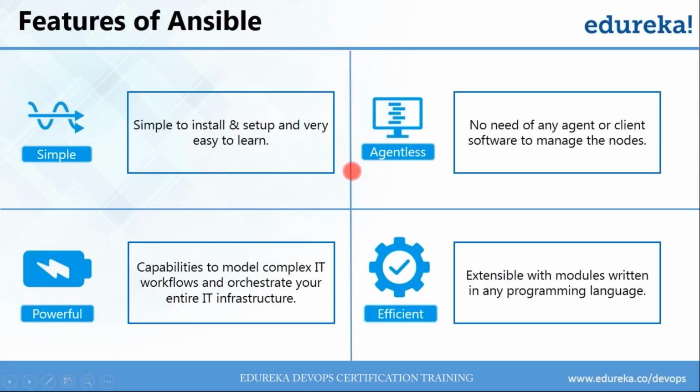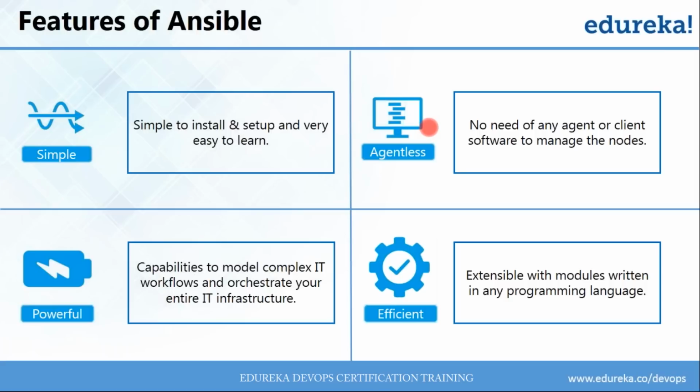So now let us see the features of Ansible. The first feature is that it's very simple. It's simple to install and set up, and it's very easy to learn because Ansible playbooks are written in a very simple data serialization language which is known as YAML, and it's pretty much like English, so anyone can understand that, and it's very easy to learn.